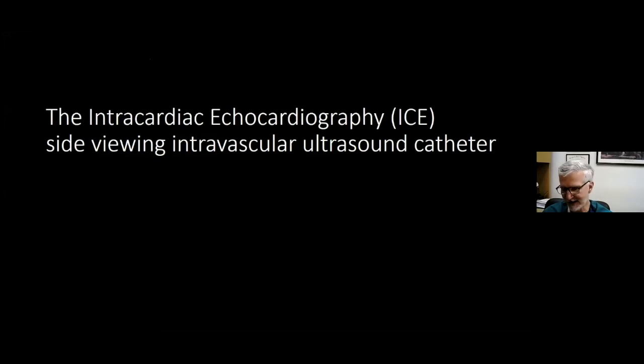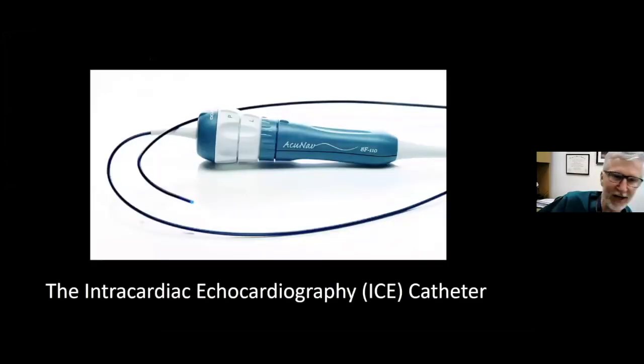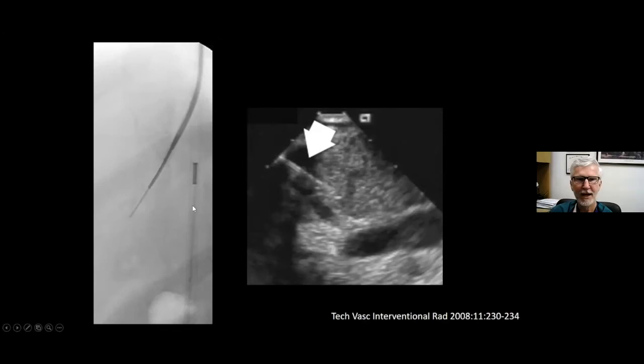We use it at our hospital for all of our TIPS procedures. It really does save time. There are a couple of these on the market. This is the AccuNav intracardiac ICE catheter. And this catheter is placed into the inferior vena cava. The ultrasound transducer is right here at the tip of this catheter. And you can pass it either through the neck or through the femoral vein.